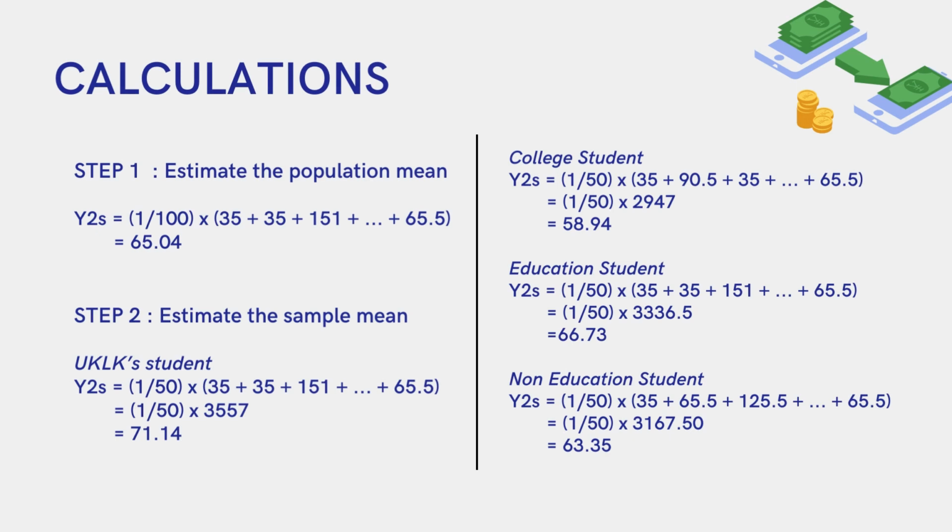For the sample mean, we have 4 samples, which are UKLK students, college students, education students, and non-education students. For the UKLK students, we find the mean of the sample and we get the answer of 71.14. For the college students, the same formula is used and we get the final answer 58.94. And for education students, we got the mean, which is 66.73, and for non-education students, we got the estimated sample mean of 63.35.